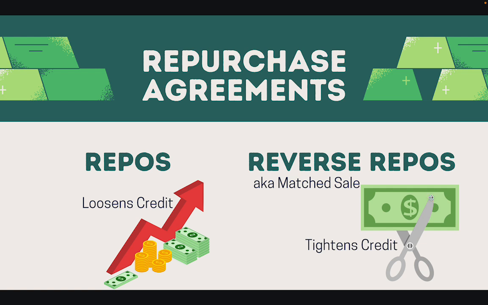Here is just a visual to help you. Repos are going to loosen credit, infusing money into the banks. Reverse repos are also called matched sales. And it's going to tighten credit. It's going to take away from the amount of money the bank has to lend out.